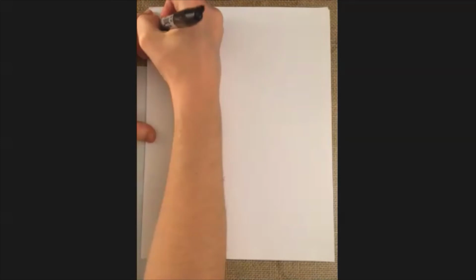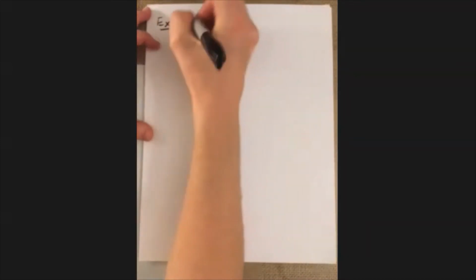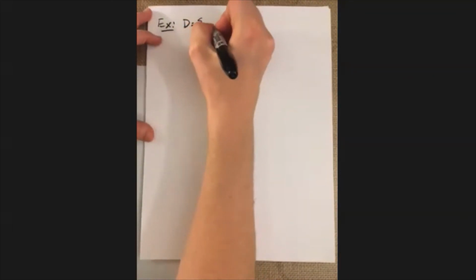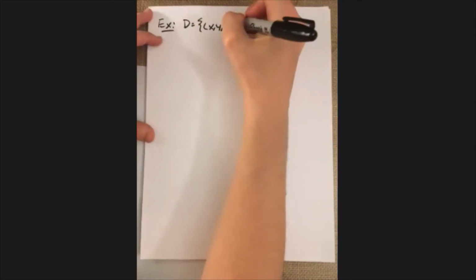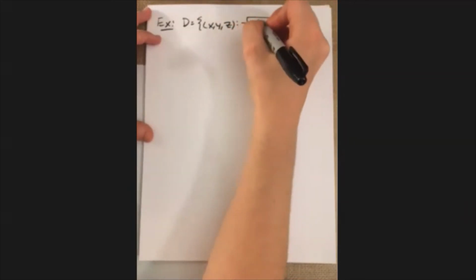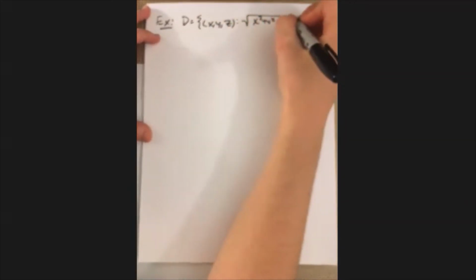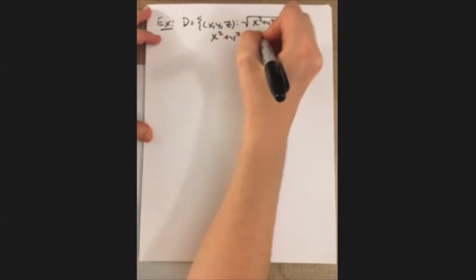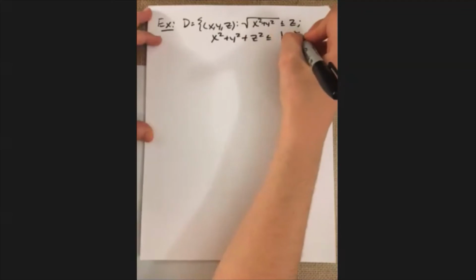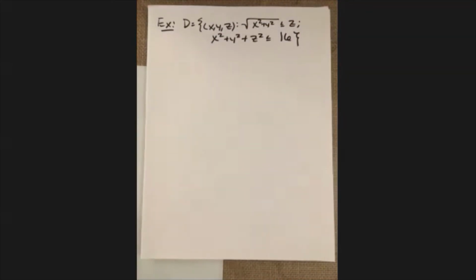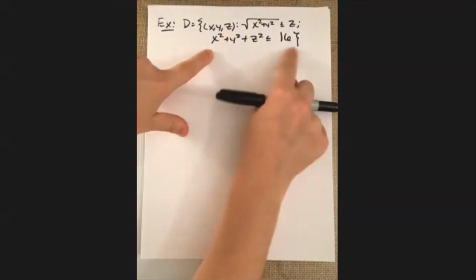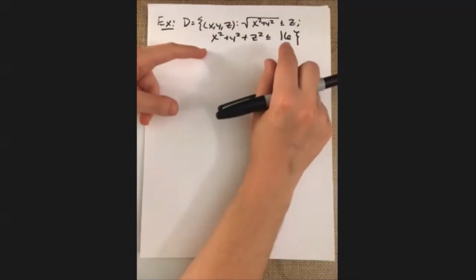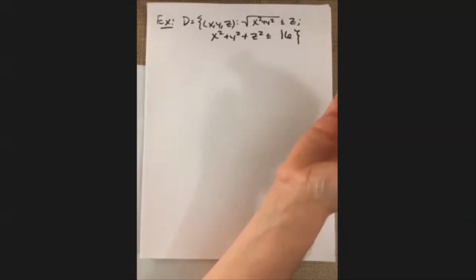Okay, our last example here is really similar to that one, but we're going to have to take a different approach with it. For this one, we have that our domain is equal to x, y, z, with the square root of x squared plus y squared less than or equal to z. And then we have x squared plus y squared plus z squared is less than or equal to 16 this time. Okay. So this right here is a sphere. That should already be letting you know that maybe we should be thinking about spherical coordinates.